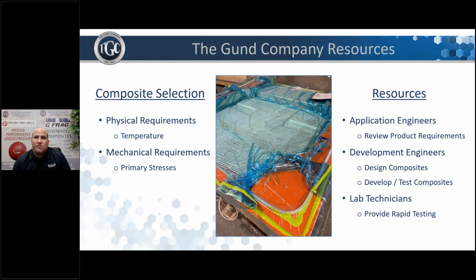Additional resources we have to help is our engineering team at the gun company. We have trained applications engineers with composites experience that can help identify the best product options for your tools. If you need a custom solution, our development engineers help design the composite and develop the prototypes for testing. Our labs are equipped with standard and custom test equipment for testing prototypes quickly. Our goal is to help you get the materials you need for your project to the market as fast as possible.